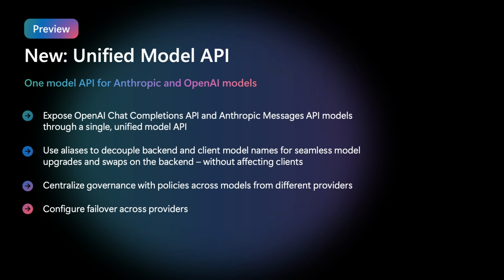This unified model API also allows you to centralize governance of policies across models from different providers. So you apply your policy once and it works for all of these models on the backend. You can also configure failover across providers. So for example, you can failover from an OpenAI GPT model to an Anthropic Claude model, even though they're technically different API formats on the backend, but API management handles the translation for you.